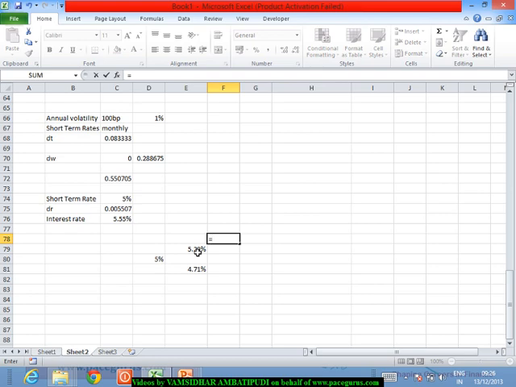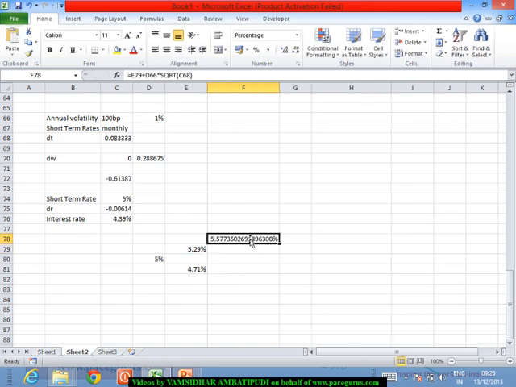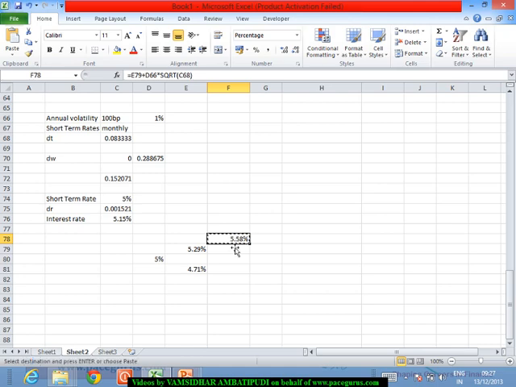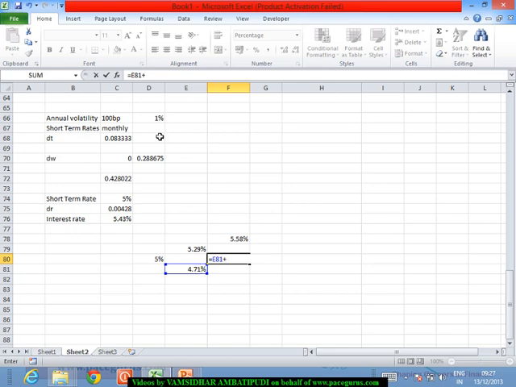Similarly, I can talk on the same lines: 5.29% plus sigma times square root dt, again around 5.57%, it can go to 5.58%. The same logic I can use here: this plus sigma times square root dt, around 5%. And similarly, R naught minus sigma times square root dt.